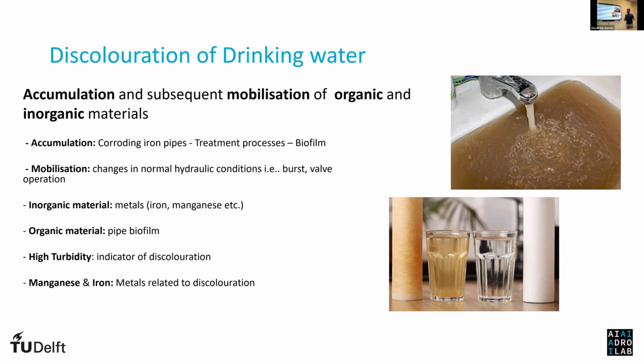And as regards the mobilization, the reason that these are moved suddenly in the network is because we have changes in the hydraulic conditions, such as a burst that Ricardo mentioned before. You have a closed valve and you create changes in the hydraulic conditions of the network. The organic material, as I said, metals, organic material, usually pipe biofilm. An indication of discoloration is when you measure high turbidity, and also a lot of iron and manganese.